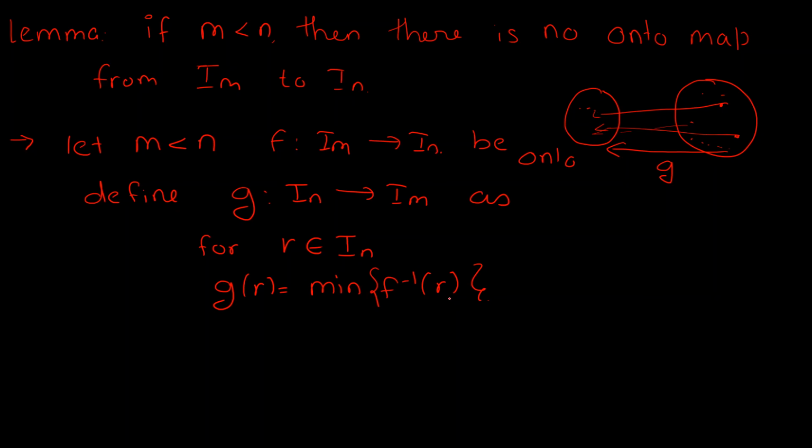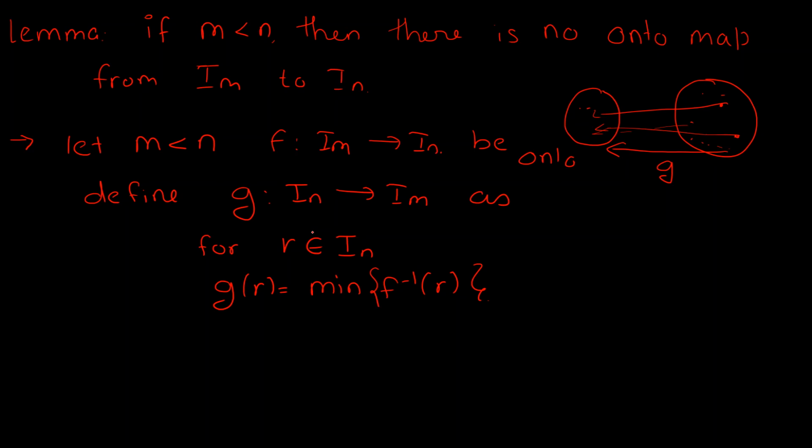So what I will do is, I will just claim that g is 1-1. Now to show something is 1-1, I will take two elements which are here, let's say some r and s. I will assume that g of r is equal to g of s, and somehow I will try to show that r is equal to s. So for r comma s belonging to I_n, I'll assume g of r is equal to g of s.